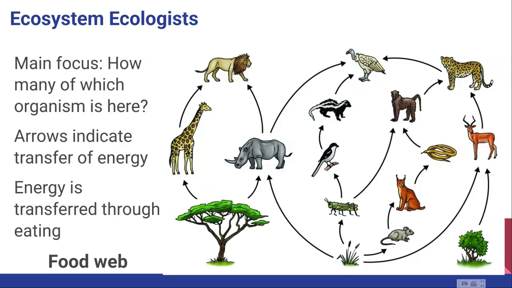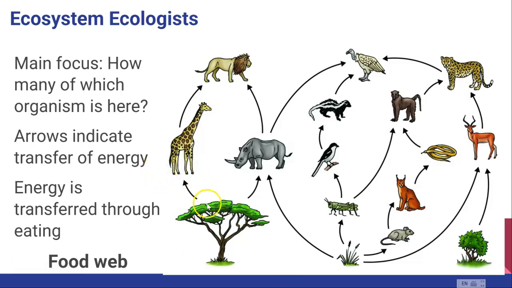As ecologists, our main focus is how many of which organism is in this ecosystem. So that is our main focus. And we organize them by trophic level. What we mean by that is who eats who. These arrows, this is a food web right here. You can see how it's definitely not just a chain. It's more of a web, with a lot of interconnections between organisms.